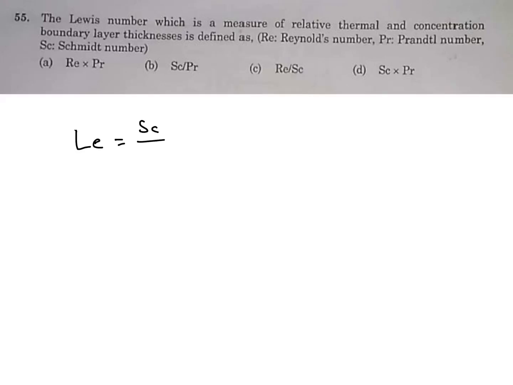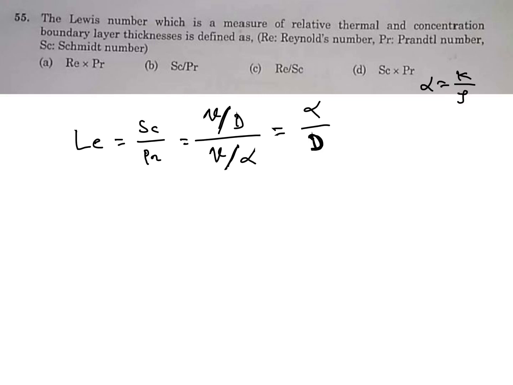It's kinematic viscosity divided by D. Prandtl number is kinematic viscosity divided by alpha. Thermal diffusivity by diffusion coefficient. Finally, we will get thermal diffusivity divided by diffusion coefficient D. Alpha is thermal diffusivity, alpha equal to K by rho Cp. So it's thermal diffusivity divided by diffusion coefficient. This is Lewis number.